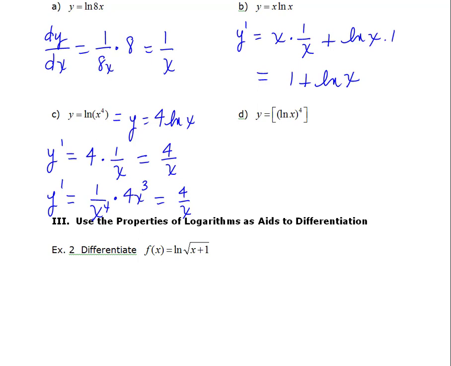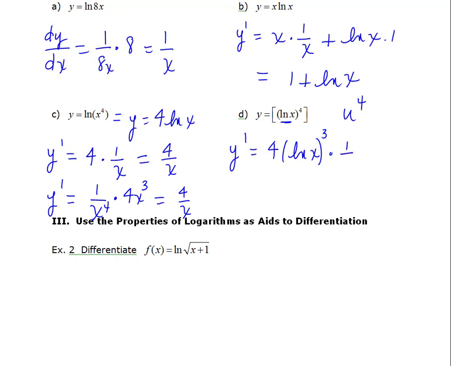Now d is a little bit different. You have to be careful here because here you cannot bring the 4 down in front. The property says if you take the natural log of an expression raised to a power, then that power will come down as a factor, but this is now a whole logarithmic function raised to the fourth, and so what we're really thinking about when we're thinking chain rule is that outside function is really u to the fourth. So y prime is going to be 4 times the natural log of x raised to the third power. Now we have to take the derivative of what's inside.